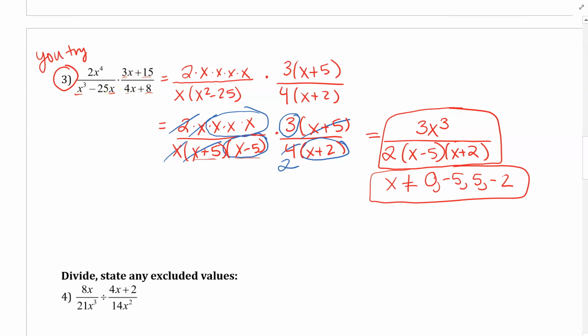And then now when you're deciding your excluded values, it also includes any time at any point in the problem where you divided by 0. So like this x was an issue, right? Can't let x be 0. And then when you factor x squared minus 25, you get x plus 5 and x minus 5. So then x can't be negative 5 or 5. And then over here with our factor of x plus 2, x can't be negative 2.